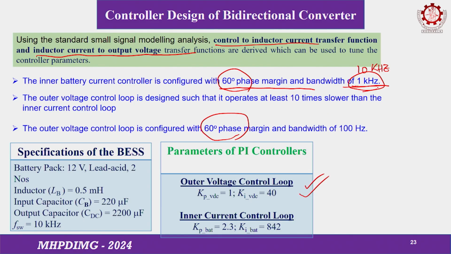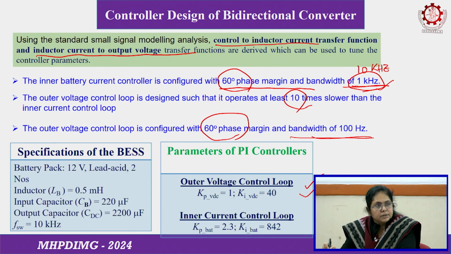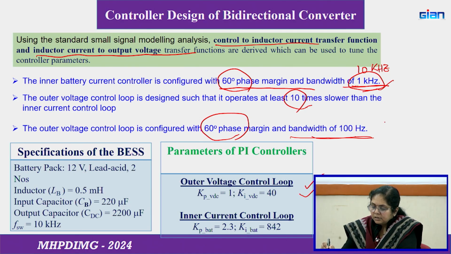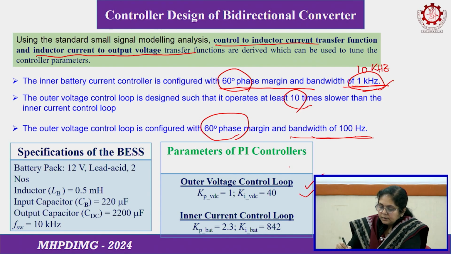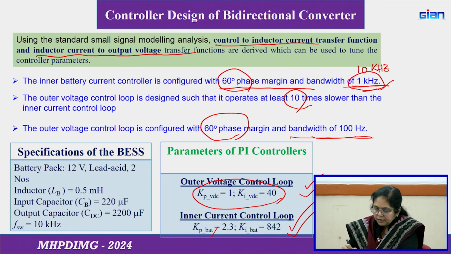For the outer voltage loop, the bandwidth is almost 10 times slower. So, the bandwidth of the voltage control loop is fixed to 1 kilohertz divided by 10, so it is 100 hertz. Using this, and after some tuning, the Kp and Ki parameters for the outer voltage loop and inner current loop are found to be this. Kp for the inner current loop is 2.3, and we will use these parameters to do our simulation.